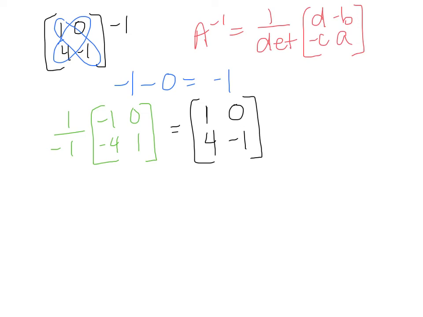Remember that you could check it. If you wanted to check it, you would do A inverse times A, and then you would do A times the inverse that you found. And both of those you would want to equal the identity matrix.